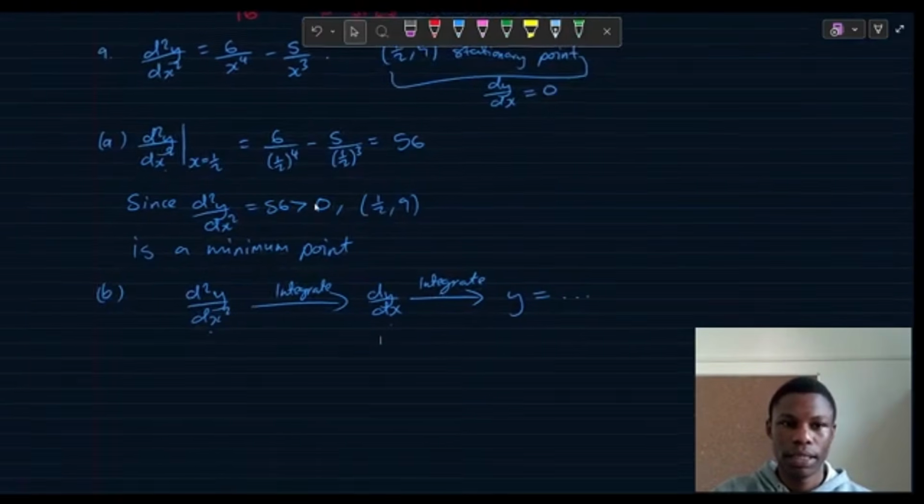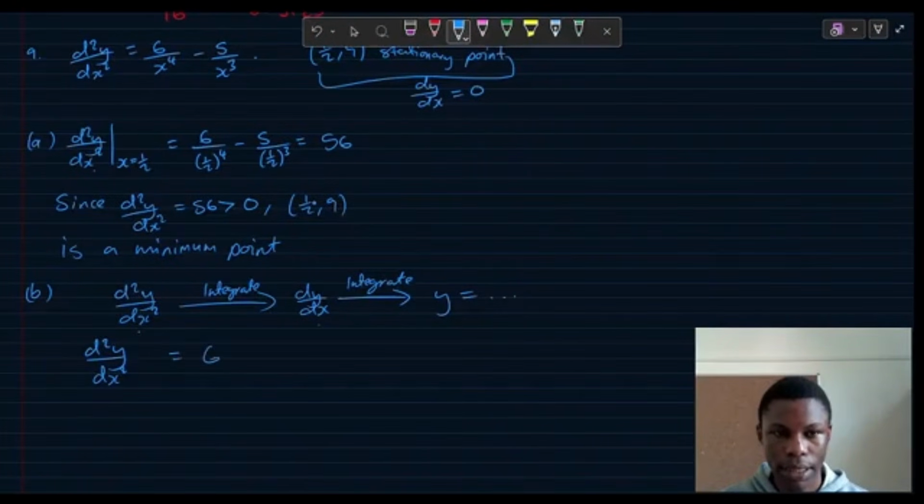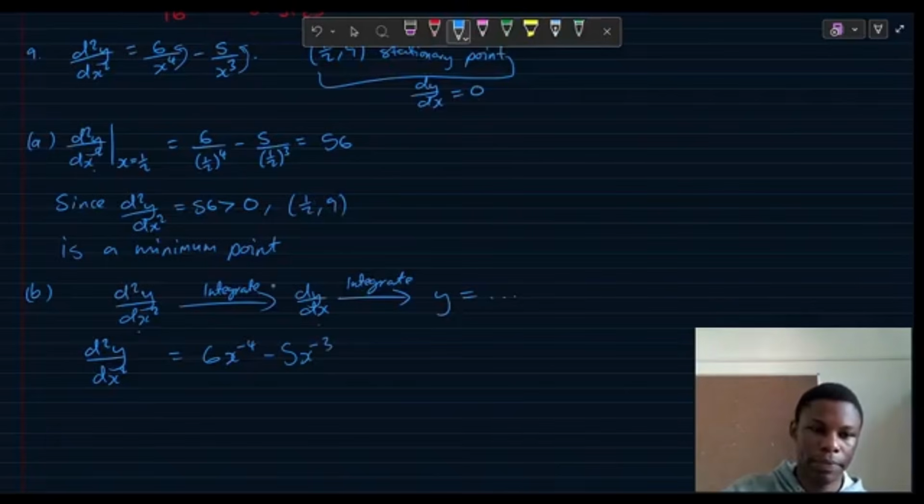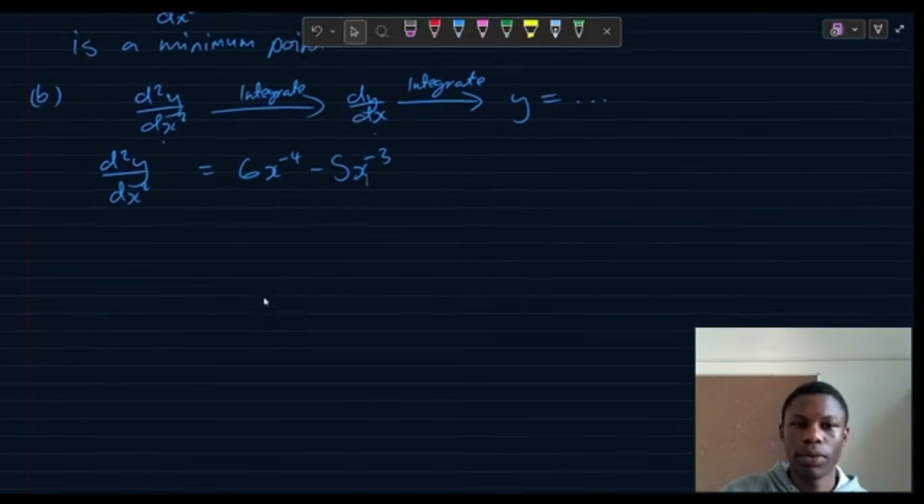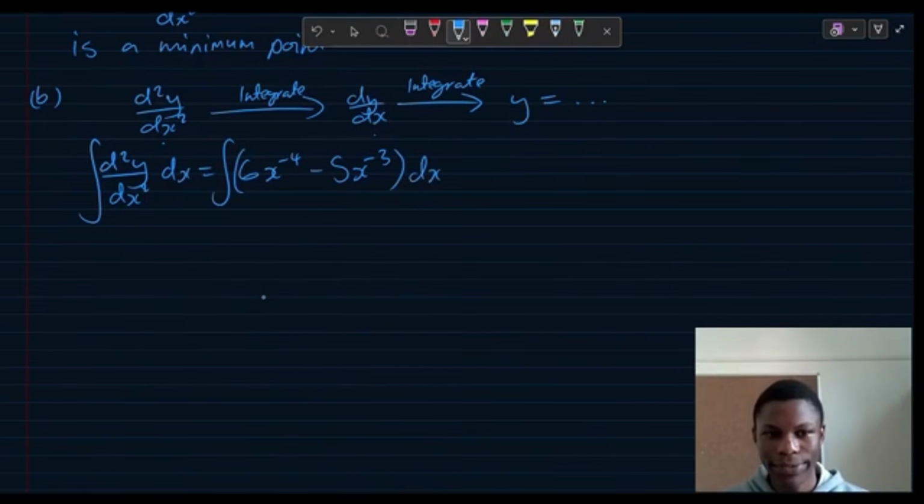What is our second derivative? We've got d squared y dx squared, and this is equal to 6. I'll bring the x to the 4 up to the numerator. It becomes x to the negative 4 minus 5. I'll bring the x to the 3 up to the numerator. It becomes x to the negative 3. And so we want to integrate this. We're going to integrate both sides with respect to x. If you integrate the second derivative with respect to x, you get dy dx.